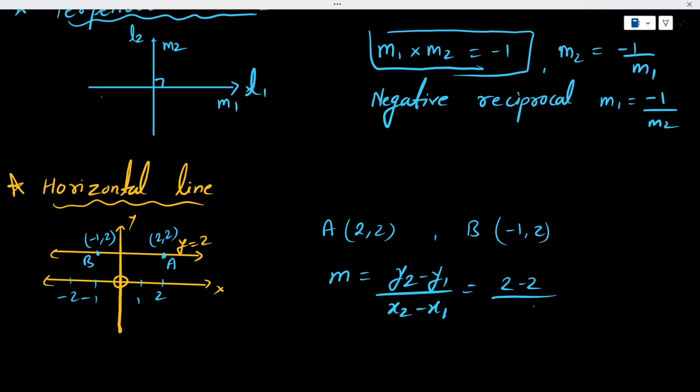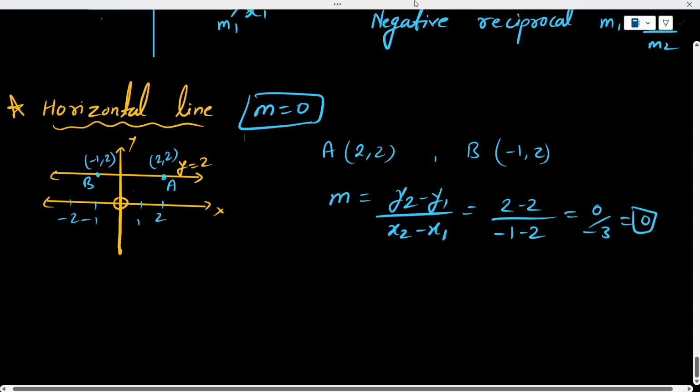So it is always going to be 0, because what is your x2 here? Minus 1, minus 2, which is going to be 0 by minus 3, which is 0. So for any horizontal line, the gradient slope is always 0.